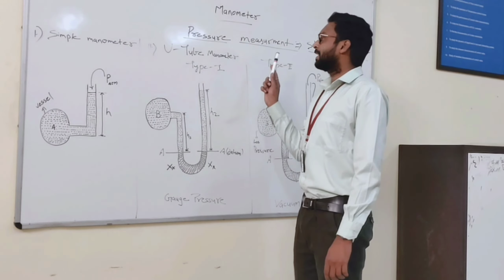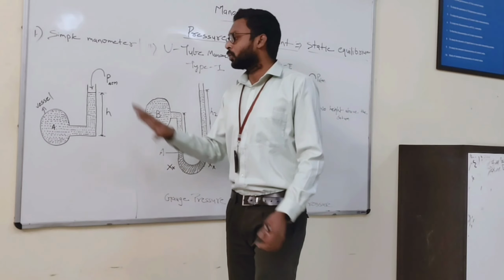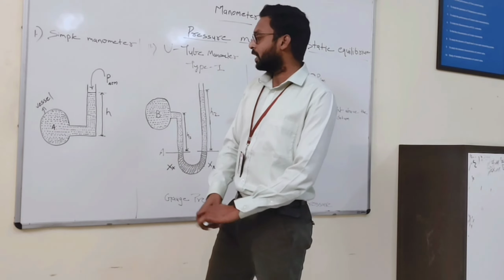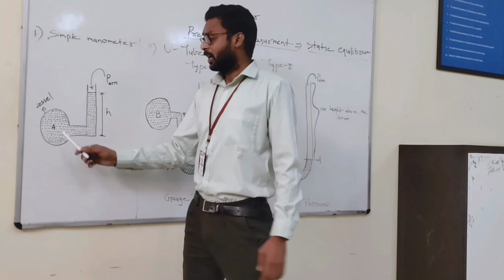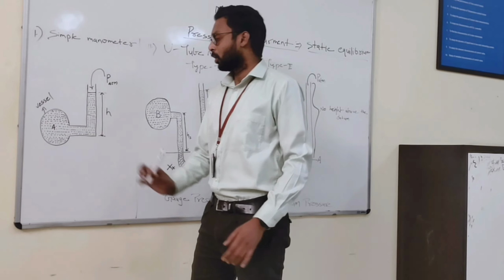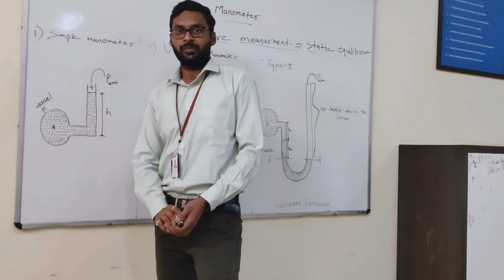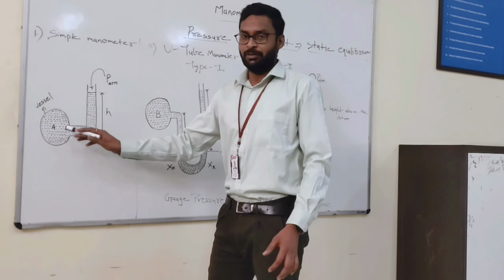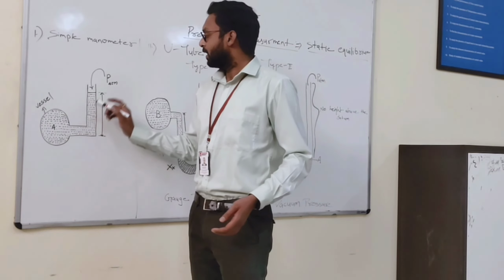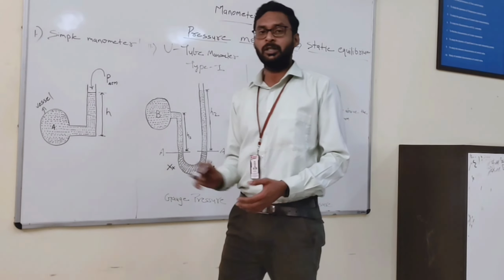Before we get into the experiment, first we will see the different types of manometers. First look into this particular picture. This is a simple manometer where we use a liquid, and we have one vessel which is connected to a vertical column. Inside this vessel we have a liquid which has a density of A. The height of the liquid will be controlled with the atmospheric pressure that I have denoted with P atmosphere.